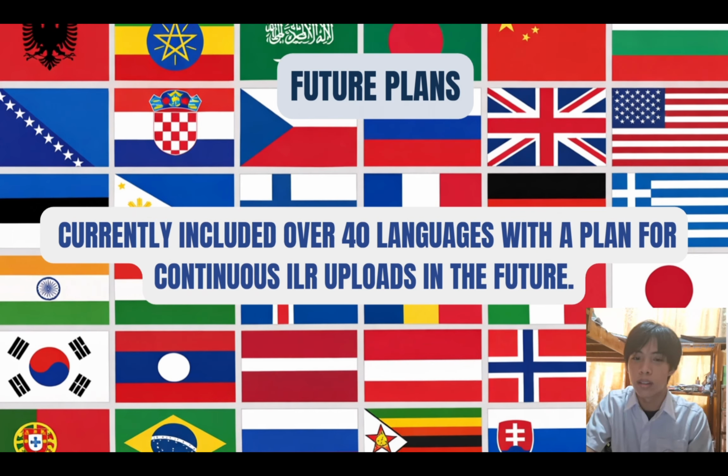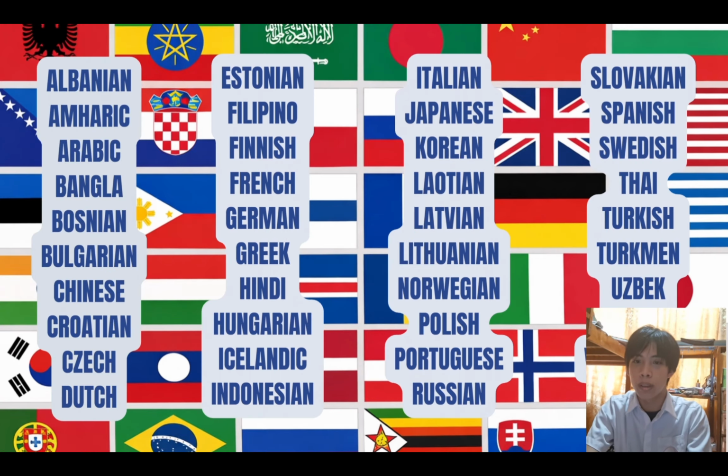Future plans. Right now, currently, this project includes over 40 languages with a plan for continuous ILR uploads in the future. These right here are the list of the languages: Albanian, Amharic, Arabic, Bangla, and so on, Vietnamese, English.